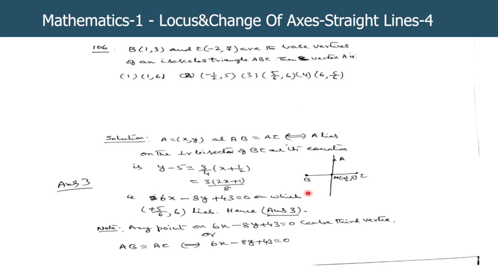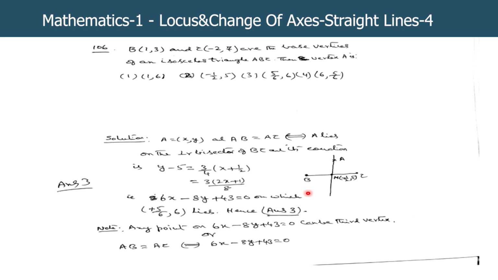Note, here please see, any point on 6x minus 8y plus 43 equal to 0 can be a third vertex because AB is equal to AC. That means, if you want, you can write that it is the locus of the vertex A such that AB is equal to AC. If you want to, you can ask for the locus of A. But here you asked for only one of the points.